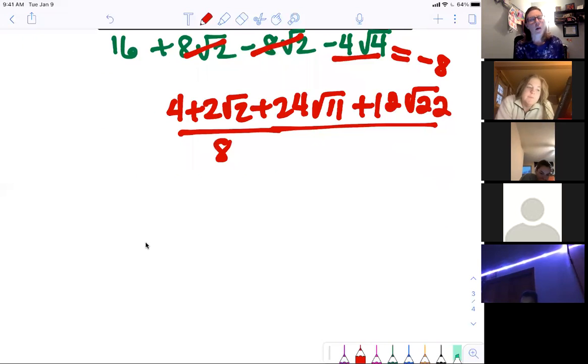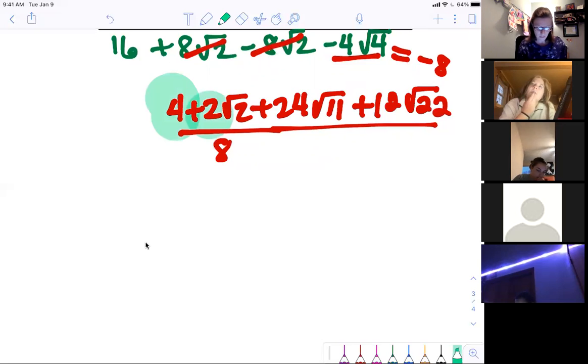Valeria, what do you notice about all the terms in the numerator? They're divisible by 2. And the denominator is also divisible by 2. So because everything is divisible by 2 with fractions, whatever you do to one part, you have to do to every single part. So all of the coefficients in front, everything is divisible by 2. The 8 is also divisible by 2. So what you do to one, you have to do to all. So I'm going to divide everything by 2.